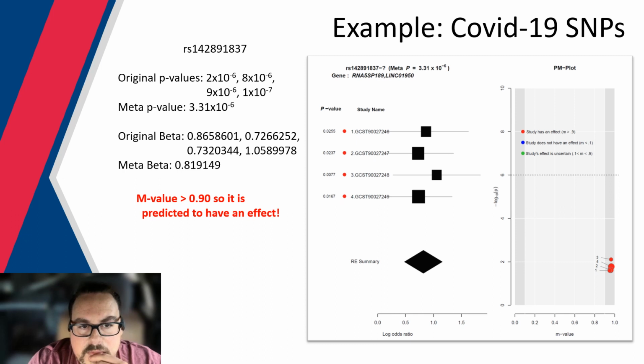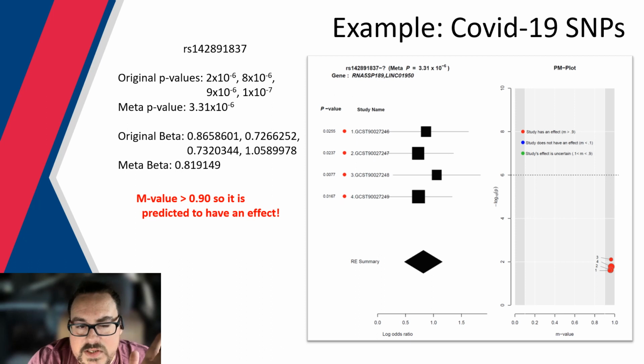So you can see the original beta range from 0.72 to 1.06, while the updated composite is about 0.82. Nothing surprising there. What is really interesting on this plot is that you can see the M values are all extremely high. They're all above 0.9, which, if you remember back on the previous slide, would show us the area on the right-hand side of the plot of the M value PM plot. The M values are significant.